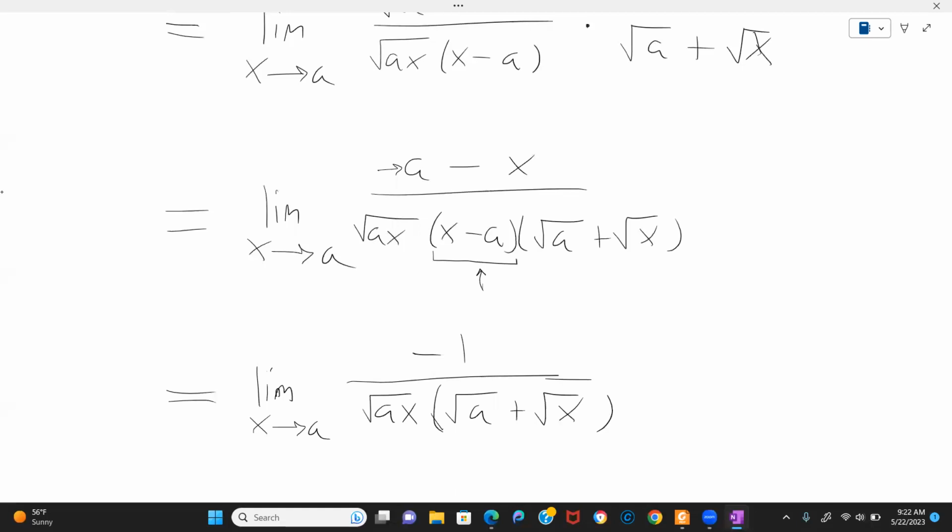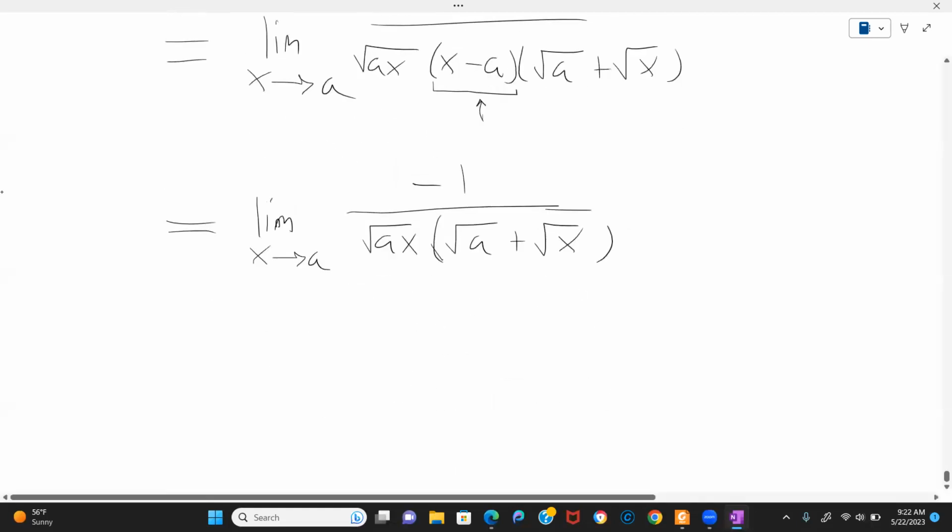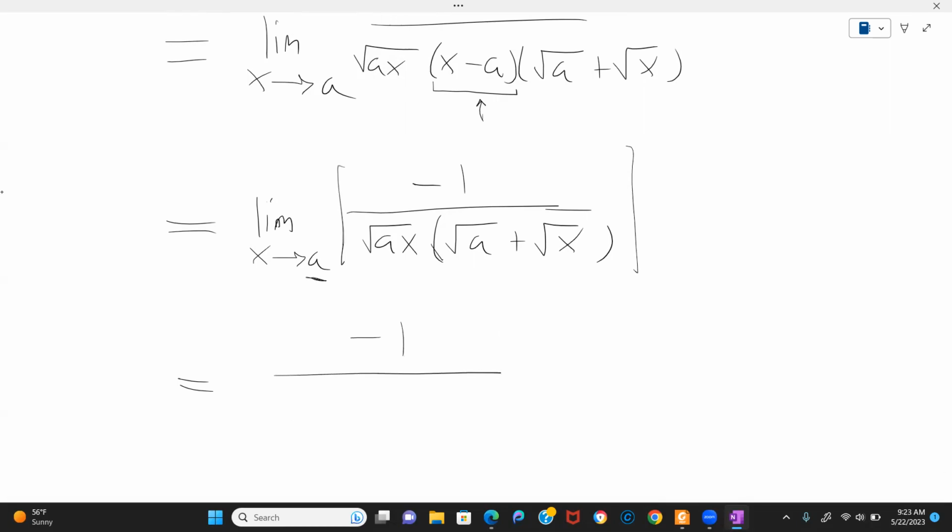And now notice when you let x go to a in this case, there's no problem. You don't get division by 0 or anything like that. So we can actually do the computation. Sorry, we don't need the limit symbol anymore. We can actually take the limit. The thing we're taking the limit of is a continuous function, and in particular is continuous at a. So just plug in a.